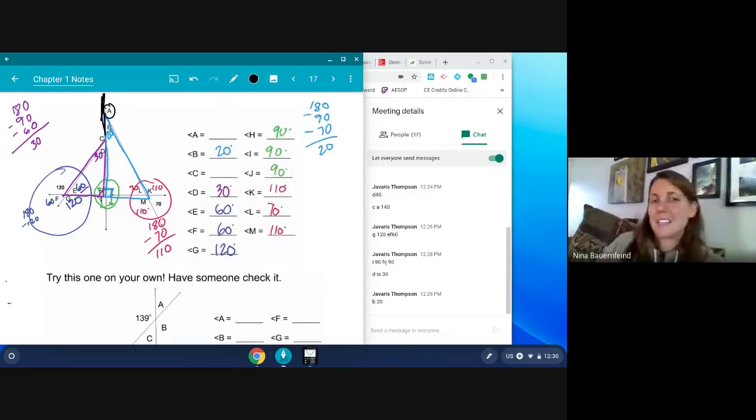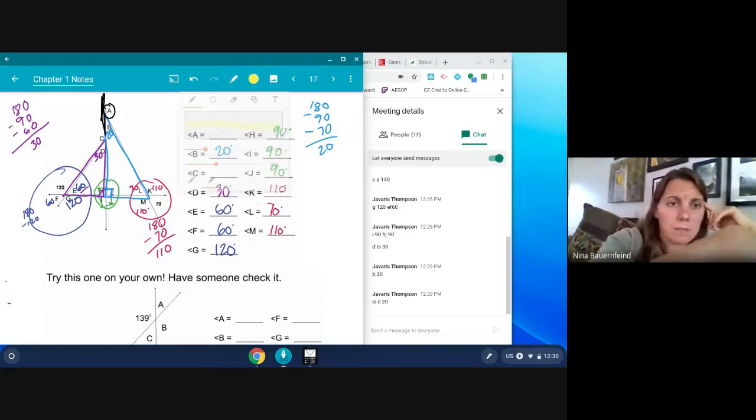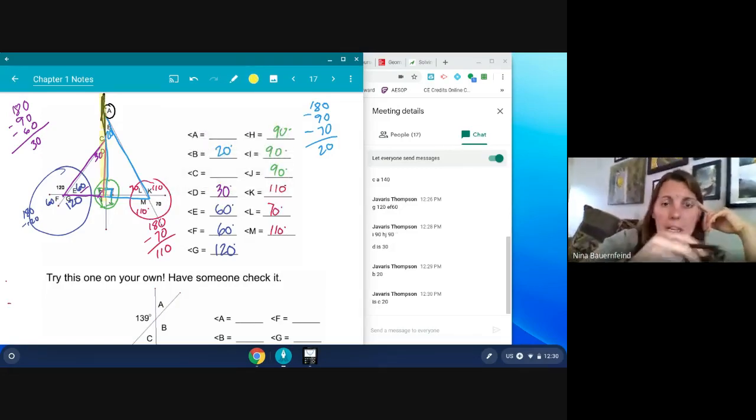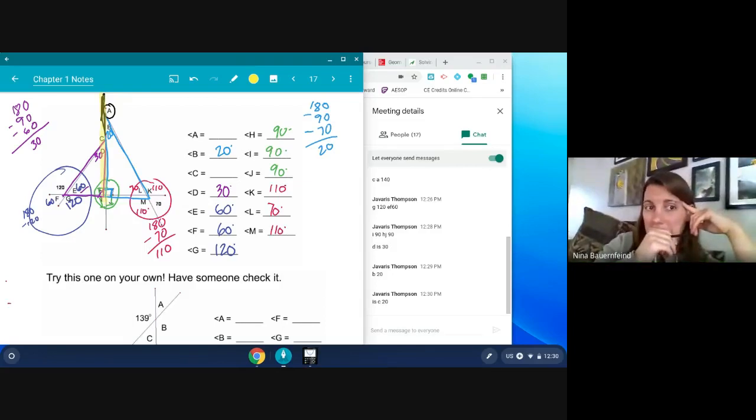Who could tell me what A is? It's big. I'm going to give you a hint. That's a line. I think I know why you're thinking that, Javaris, because it looks like it's maybe vertical angles, but it isn't actually 20. It's going to be bigger than that, and I'll explain that in just one second.